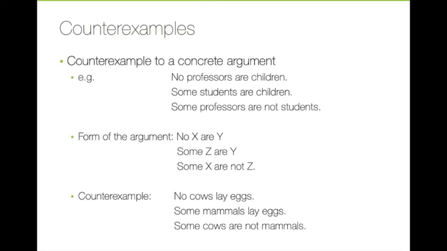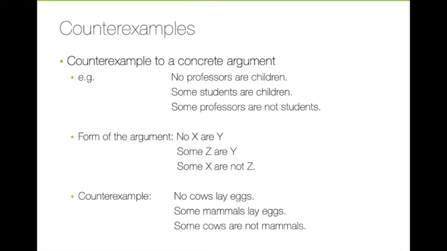And in the bottom, we have such an example. No cows lay eggs. True. Some mammals lay eggs. True, marsupials do. Some cows are not mammals. That's false. So we have two true premises, but a false conclusion. That proves that this argument is invalid, and that argument form is invalid.